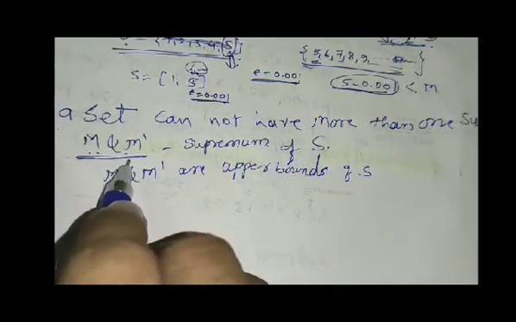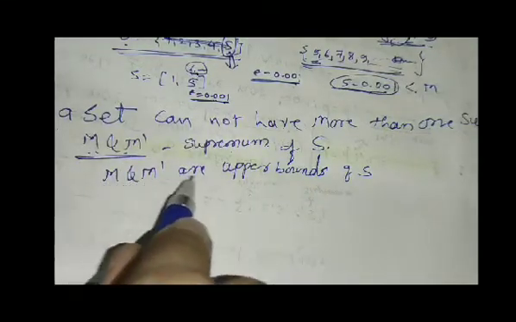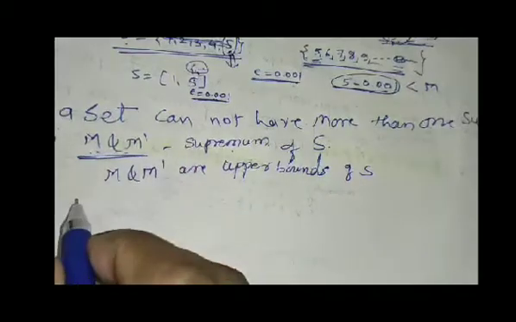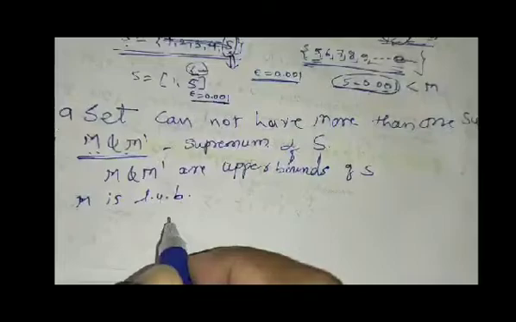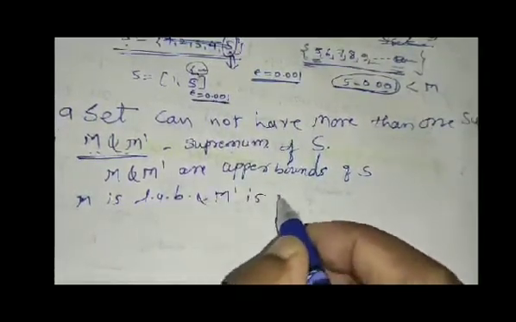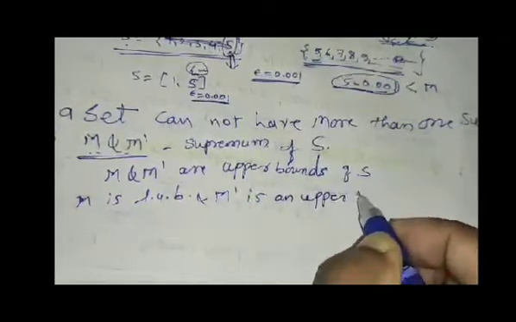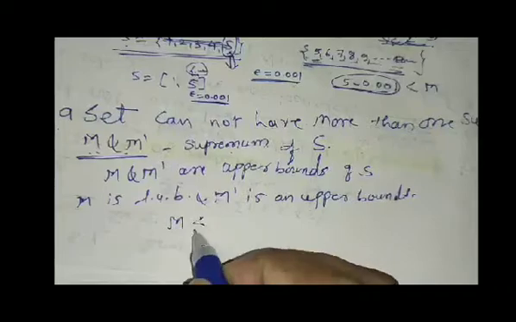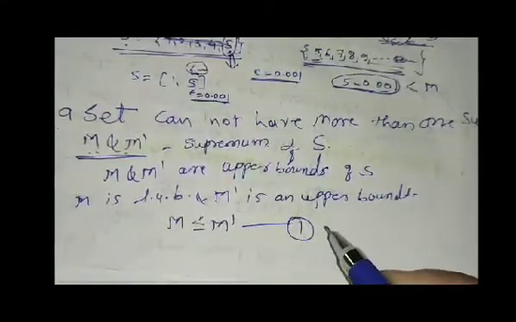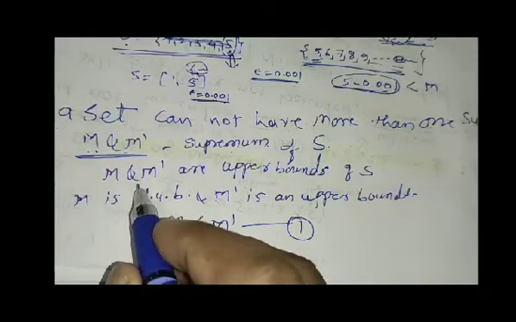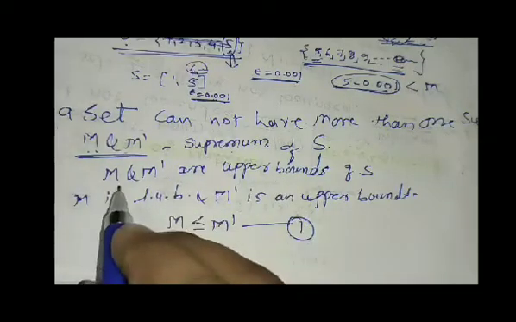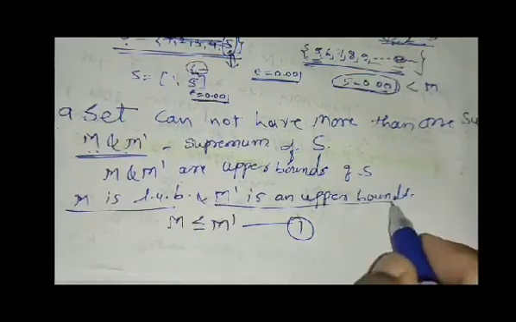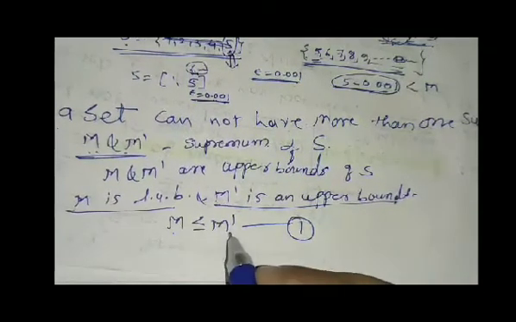Here we assume that M and M dash are different. So if M and M dash are both upper bounds of S, then we can consider M is the least upper bound and M dash is an upper bound, because both are distinct. So either M or M dash must be greater. We choose here M as the least upper bound, then M dash is automatically only an upper bound.